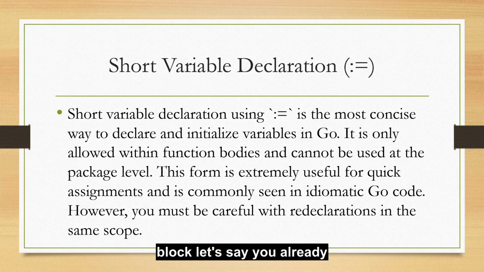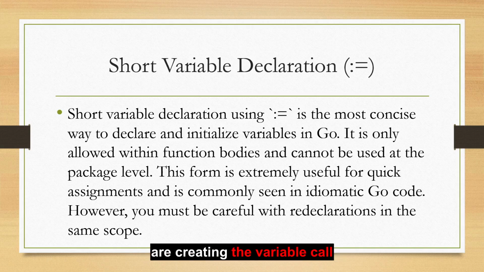Also be careful when you are reusing variable names in the same block. Let's say you already have a variable called count and you try to write count colon equals 10 again in the same place. Go will not like that. You will get an error. So just make sure that you are not redeclaring the same variable accidentally. To sum it up, when you are writing quick and clean code inside a function, it keeps things simple and avoids unnecessary boilerplate. You will see it in a lot of real world Go projects, even in job interview questions.